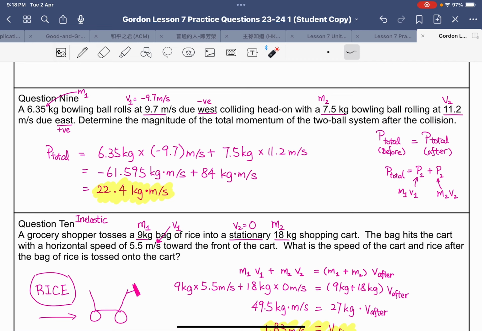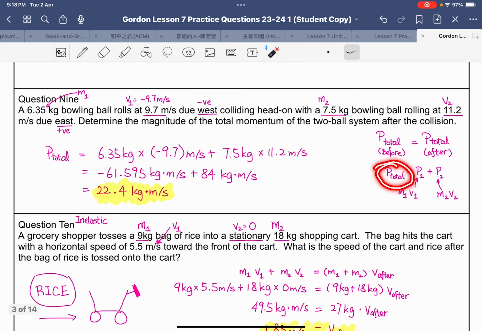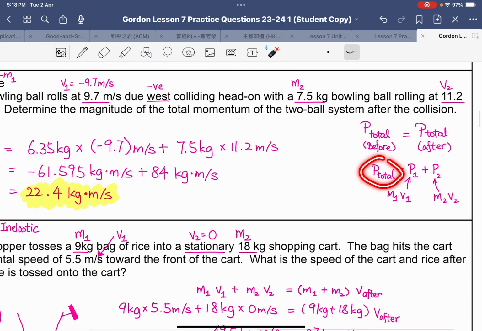And so we could use this formula to help us and say, okay, total momentum after the collision would be the same as before, so we have to calculate the before momentum. And the total momentum before would be the momentum of object 1 plus the momentum of object 2. And how could you determine the momentum of object 1 and 2? Is by looking at the equation momentum equals mass times velocity. And so we can expand this equation into this.